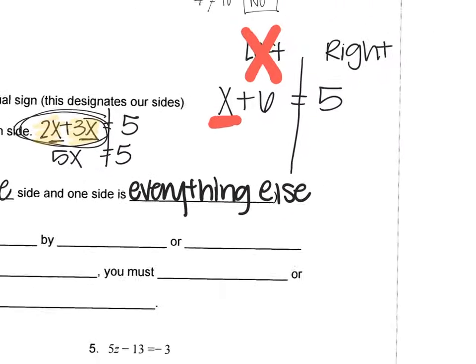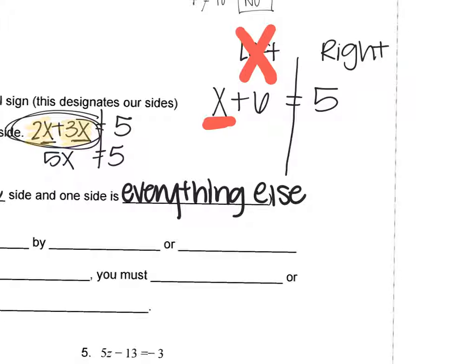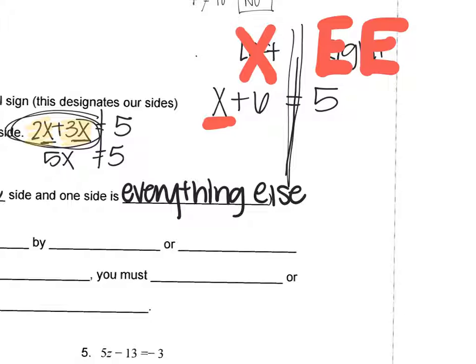And I designate that by saying E, everything else. So when I would solve this equation, only x's could go on this side of the equation, and everything that's not an x comes over here to this side. So you need to label x and E. And again, if this was a different letter, say this was t, you would just label this t instead. It's whatever your variable is.